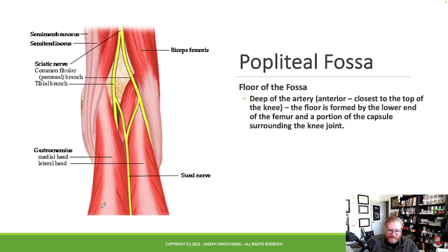So the floor of the fossa, deep of the artery, is formed by the lower end of the femur and a portion of the capsule surrounding the knee joint. Remember, when we refer to things being in anatomical position, the knees are facing us. So when we say it is the deepest portion of the knee, from the front, that vein is right up at the back. When we are incising and coming in from the rear, it's one of the first things we're going to see because we're coming in from the back.